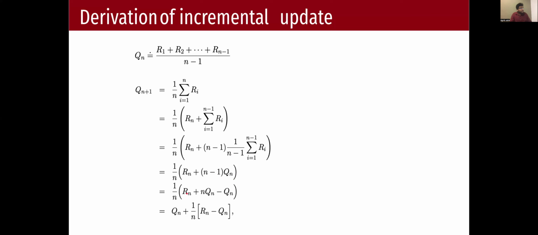And then Rn equals n Qn minus Qn, and if you simplify this, you will get Qn plus 1 equals Qn plus 1 by n times Rn minus Qn. So what do you get from this derivation? Just think. The derivation clearly shows how the current estimate is adjusted based on the new observation.